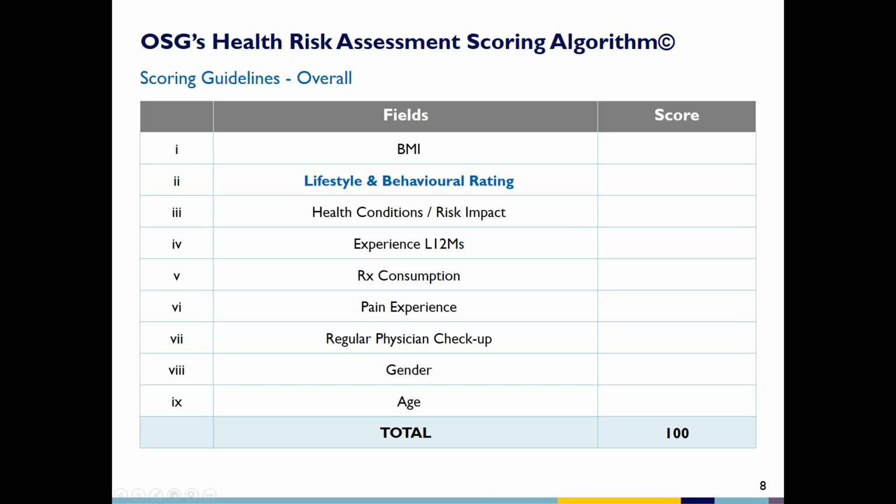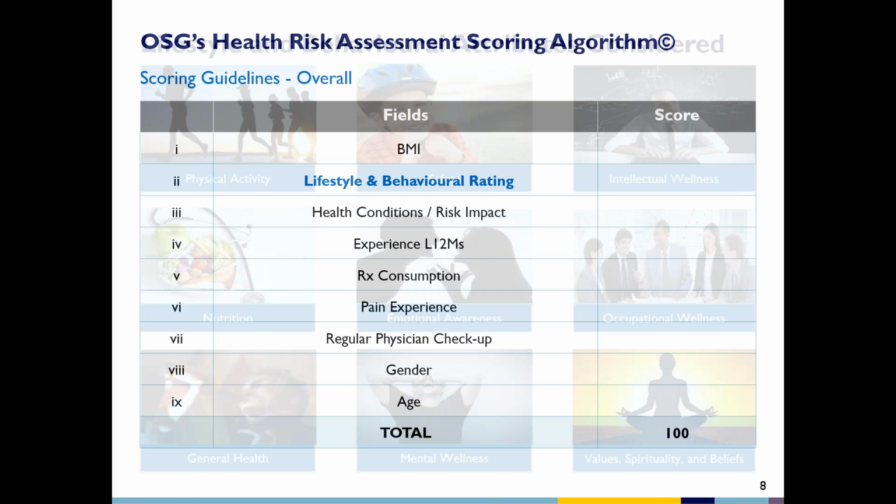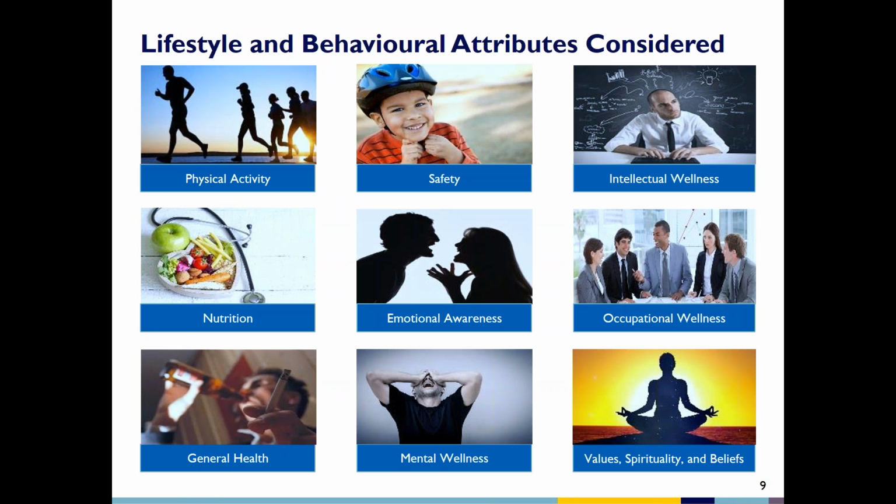The dimensions that we look at for lifestyle and behavior-based attributes are fairly extensive. We found that there is a strong correlation with the level of physical activity that any individual may partake in during any given day and week, nutrition, general health behaviors such as smoking and drinking, and obviously other factors like safety. What measures do they take in their life to prevent accidents and other injuries?